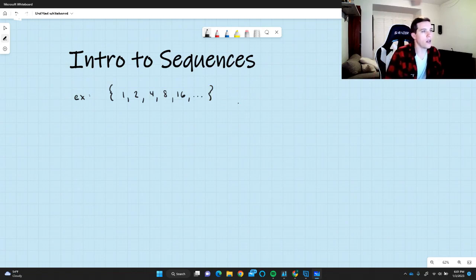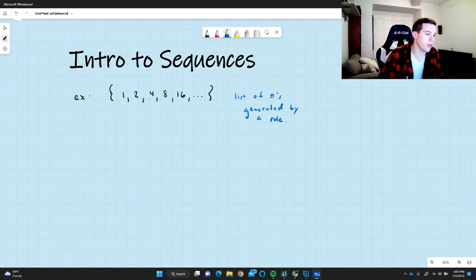So when you see a sequence, that is just a list of numbers generated by a mathematical rule. So you can talk about it and say, okay, well, the first term is 1, and then if we just double each term, that's how you would get the next term of the sequence. But we'd rather talk about this using a mathematical rule.